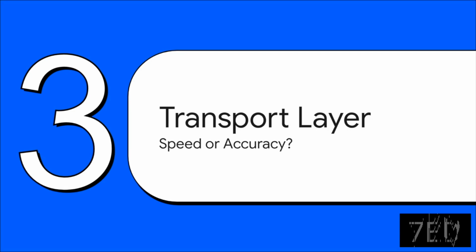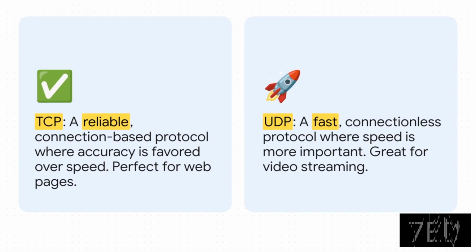Okay, our data is prepped and ready to go. Now it hits layer 4, the transport layer, and it has to make a huge decision. Do we need this to be fast, or do we need it to be perfect? And that choice comes down to 2 protocols. On one hand, you have TCP. Think of TCP as certified mail. It establishes a solid connection and guarantees every single piece of data arrives, and in the right order.